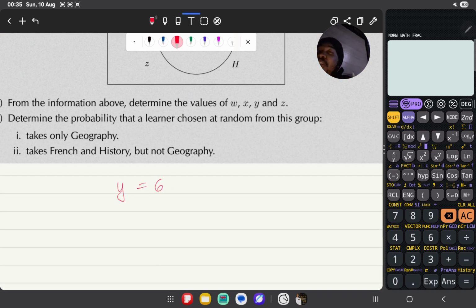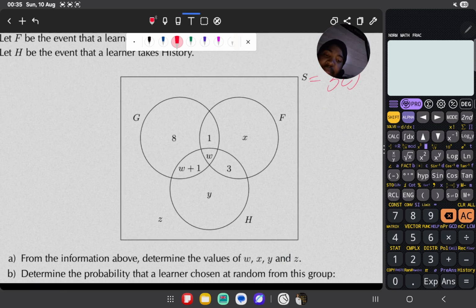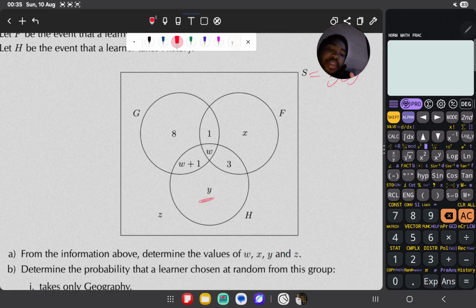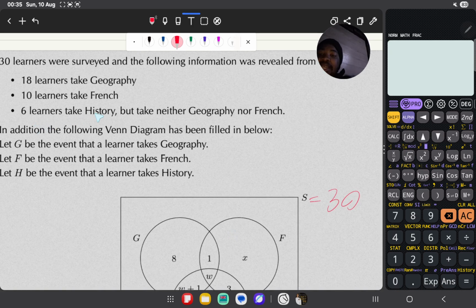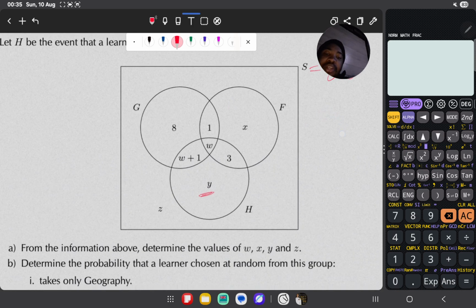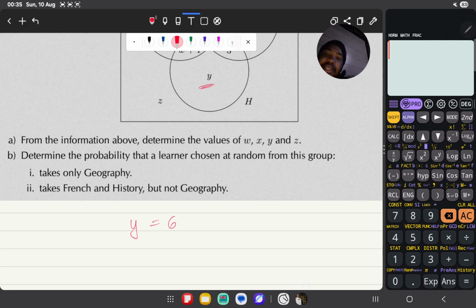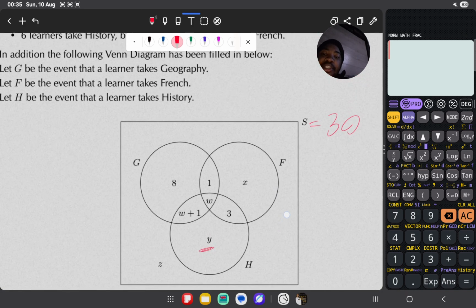The reason I'm saying that, look at y. y is the number of people taking only history. They are not taking geography, no French. It's just history. And here they told us that 6 take history, but neither geo nor French, right? So that's why I would say y is the easiest, né?